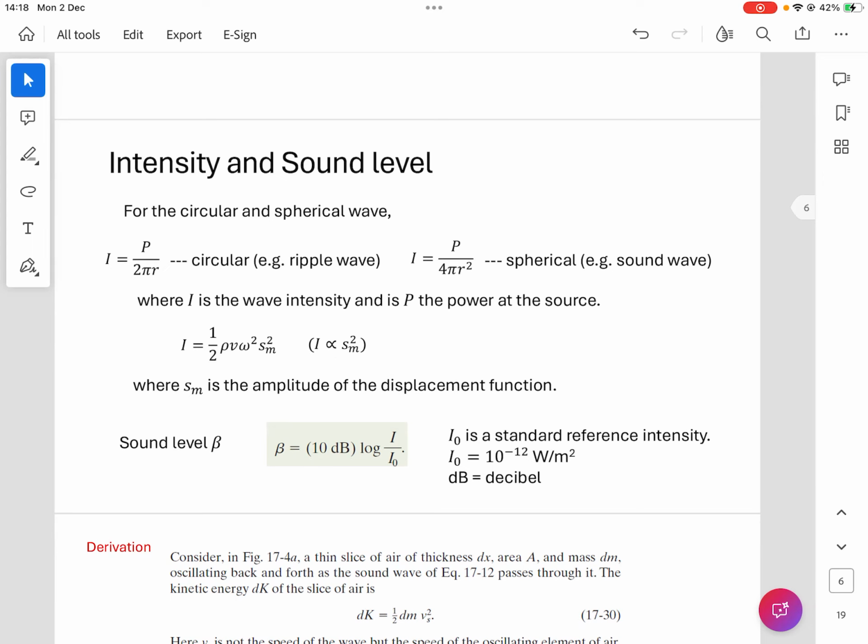So next we're going to talk about the intensity and sound level. Intensity, of course, depends on the source power. Think about a speaker: when you increase the volume, you have to apply more power into the speaker, right? And the sound produced becomes more powerful, and that's when we talk about the power of the source, this big P.